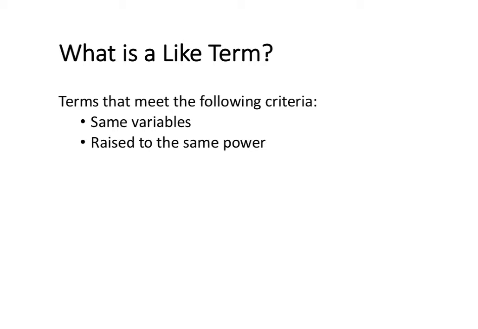In this video, we're going to have a look at what are like terms. Like terms are terms that meet the following criteria. To be a like term, they need to have the same variable or variables. The second criteria is that each variable needs to be raised to the same power. If the variables are not raised to the same power, then there cannot be like terms.